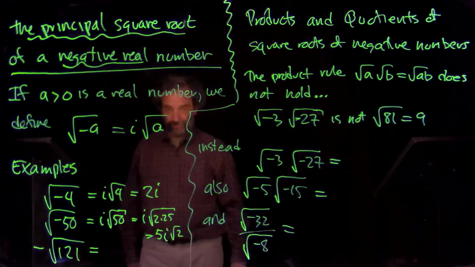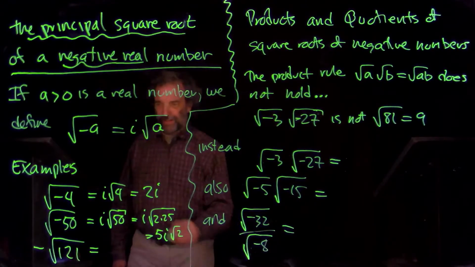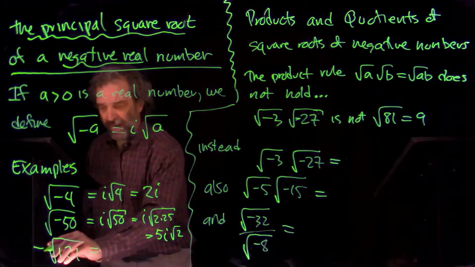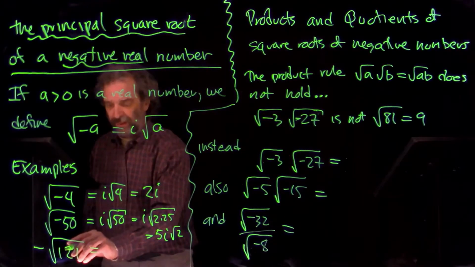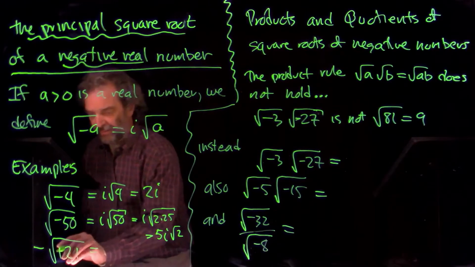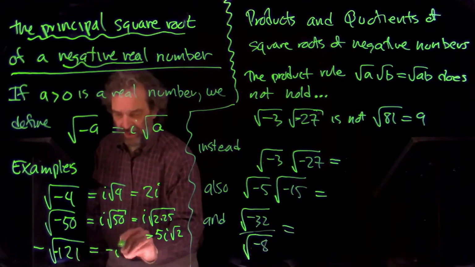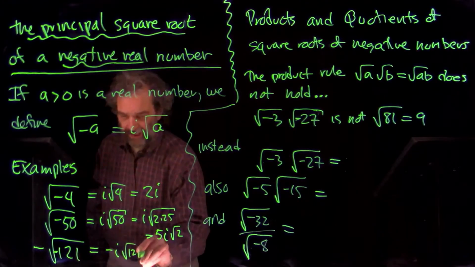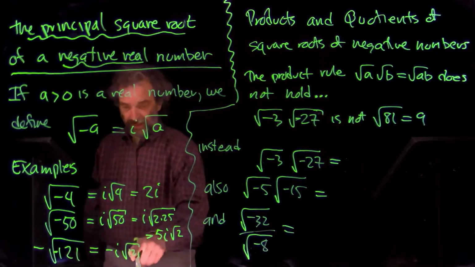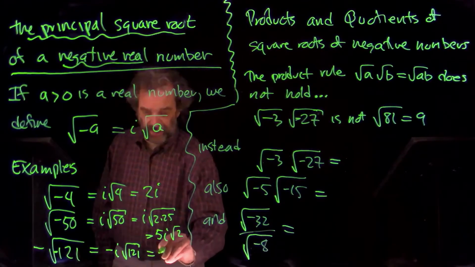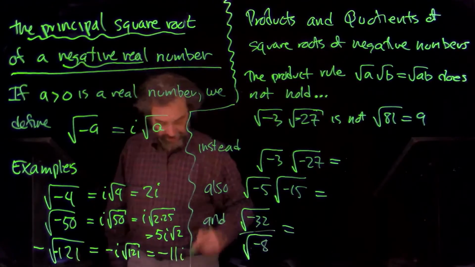There's the i. Run out of some space. Hope I don't run out here. Maybe I should move this over, too late. Minus the square root of 121. Well, maybe I should make this negative. Minus 121, like that. So that's minus i, the square root of 121. And the square root of 121 is 11. Minus 11i. Usually write it like that.